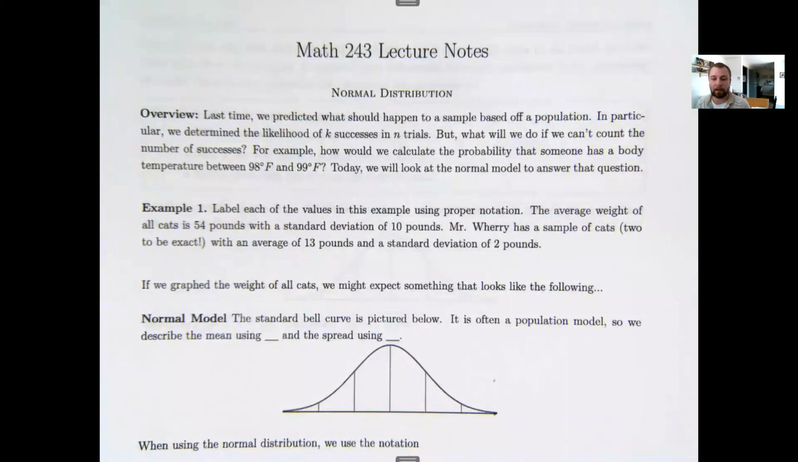This video will look at an important example of a continuous random variable called the normal distribution. It's also sometimes called a bell curve because it sort of looks like a bell. So this is a population model.